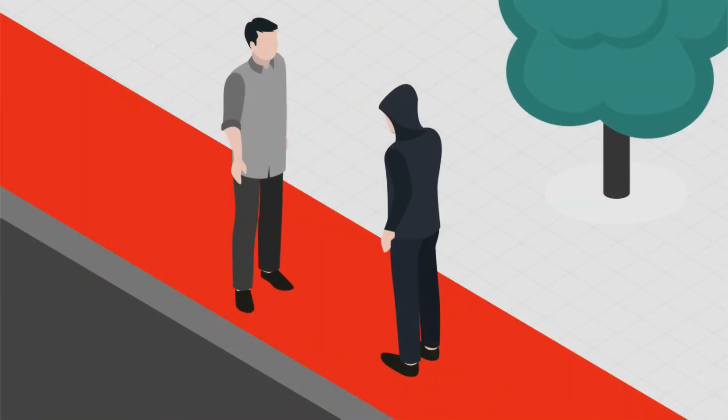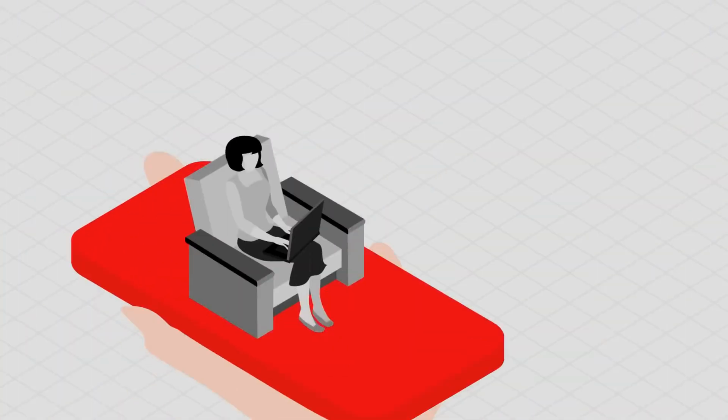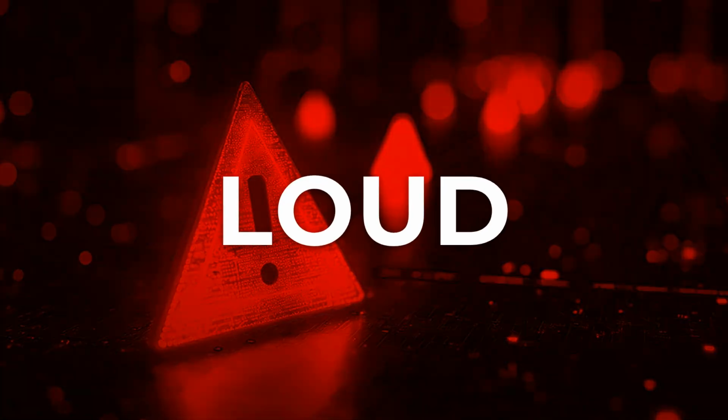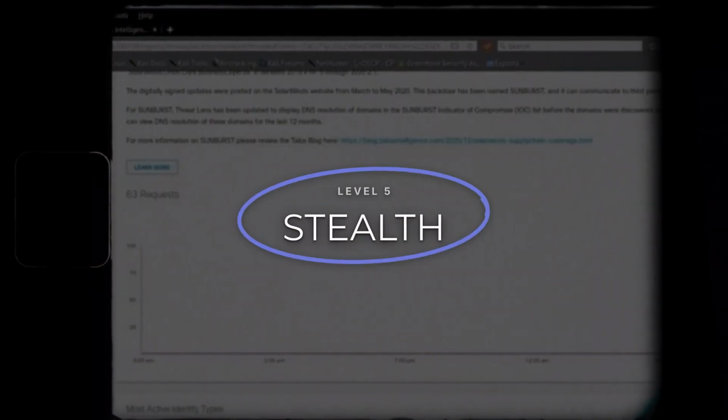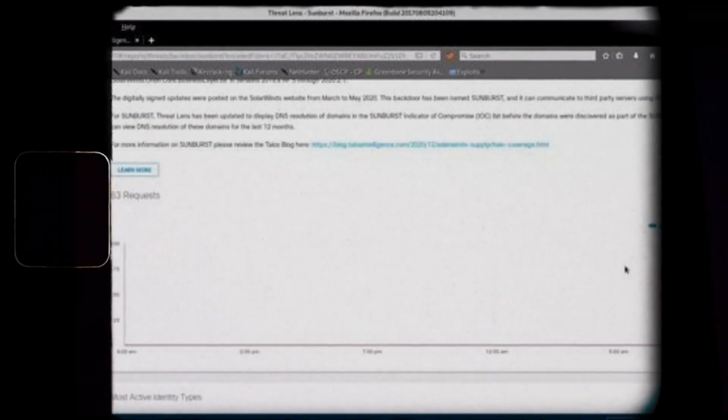Extortion and destruction both solve getting paid. Neither one solves the fact that they're loud. The moment a ransom note shows up, the target knows exactly what happened and starts hunting for how it got in. Level 5. Stealth. Every tactic so far eventually gets noticed.